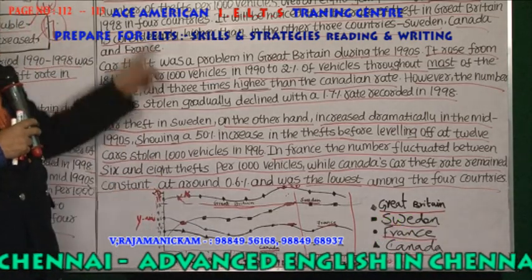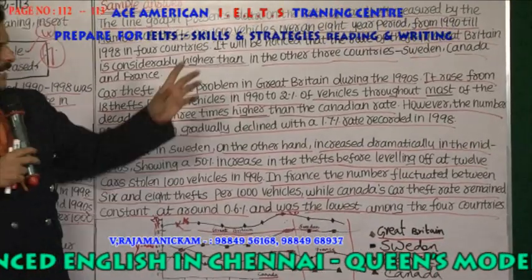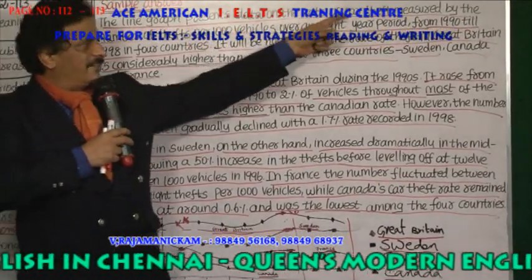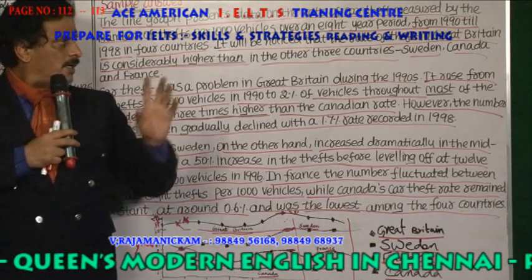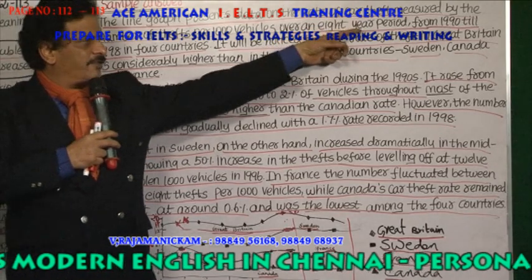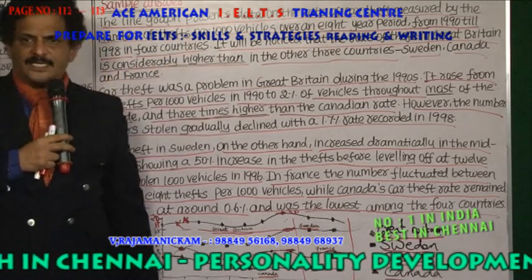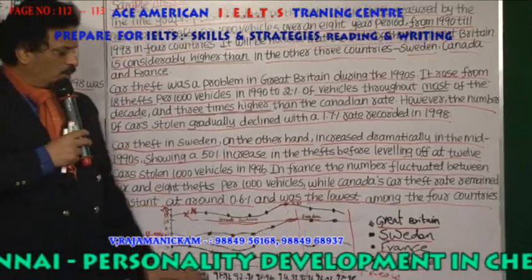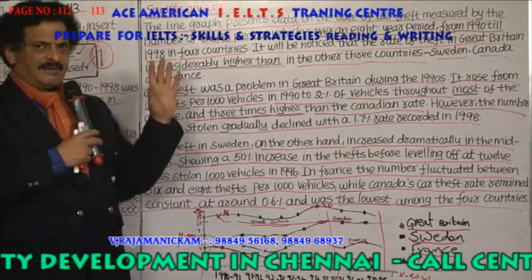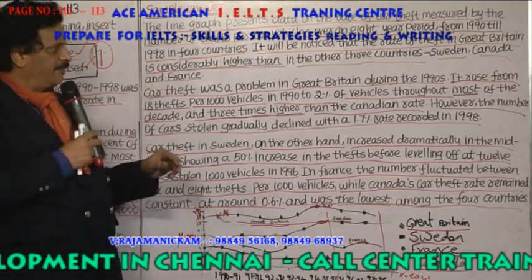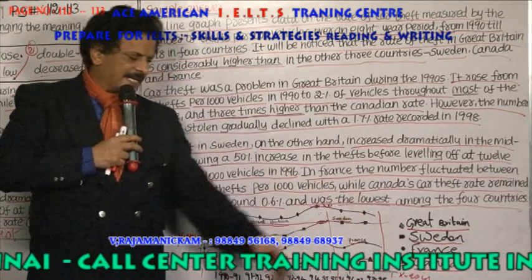ஸோ இங்க பார்த்தீங்கன்னா, the line graph presents, இந்த கோடிட்ட வரைபடம் காண்பிக்கிறது, data on the rate of car theft measured by the number of thefts per 1000 vehicles over an 8-year period from 1990 till 1998 in 4 countries. 4 நாடுகளிலே 1990 முதல் 98 ஆண்டு வரைக்கும் 1000 கார்களுக்கு எத்தனை கார்கள் திருடப்பட்டு இருக்கிறது? நாடுகள் கிரேட் பிரிட்டன், ஸ்வீடன், பிரான்ஸ், கனடா.